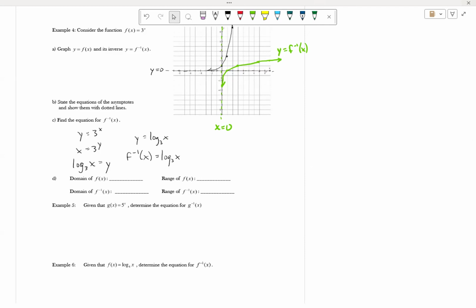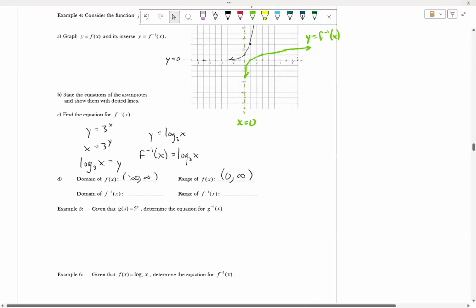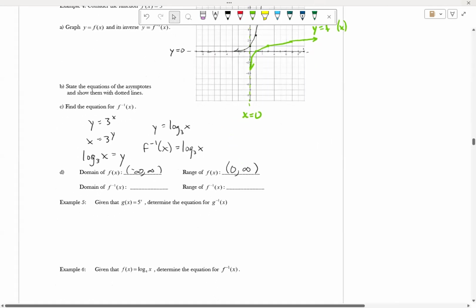Get the domains and ranges. Okay, I want to hear. Domain and range of f of x, Gideon. Do we agree negative infinity to infinity? Thank you. And we're able to get the range? Do we include that 0? Parentheses. So we don't actually include it. We put the parentheses there. Yeah, 3 to the nothing will ever get us 0. It's close to 0, but not 0.